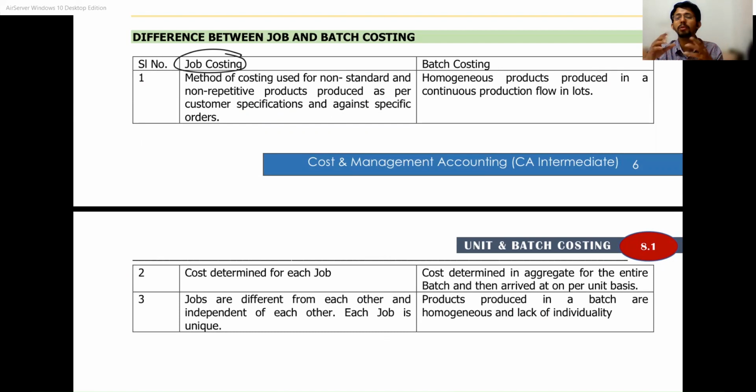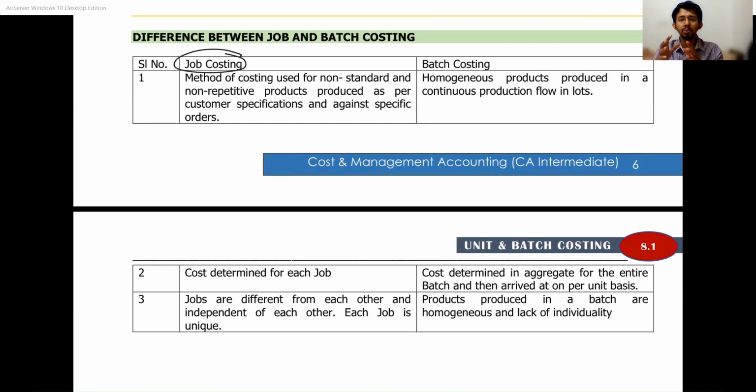Say, for example, you are producing a machine. The machine will be produced according to the requirements or specifications of your customer. So the customer will say, okay, I need such a machine and this should have this specification, this capacity, this much power, all those things they will give. So depending upon the customer's order, we will take up the production. So each job will be unique or each job will be separate.